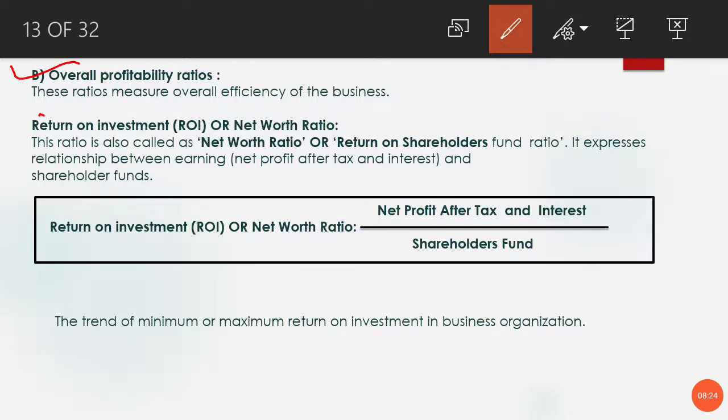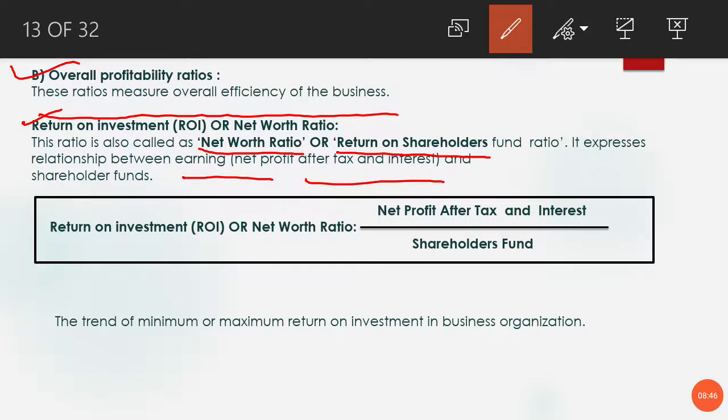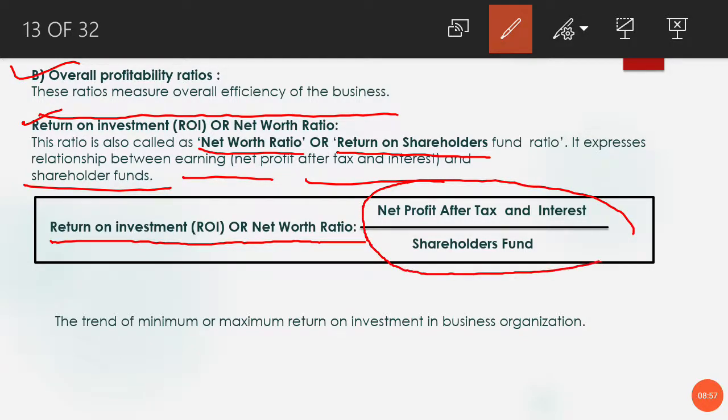B. Overall profitability ratios. These ratios measure the overall efficiency of the business. Return on investment or net worth ratio. The ratio is also called net worth ratio or return on shareholders' fund ratio. It expresses the relationship between earnings, net profit after tax and interest, and shareholder funds. Return on investment or net worth ratio is equal to net profit after tax and interest divided by shareholder fund. It shows the trend of minimum or maximum return on investment in a business organization.